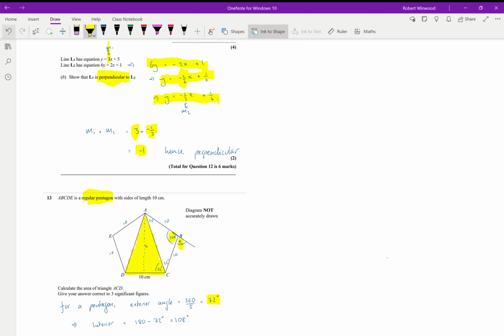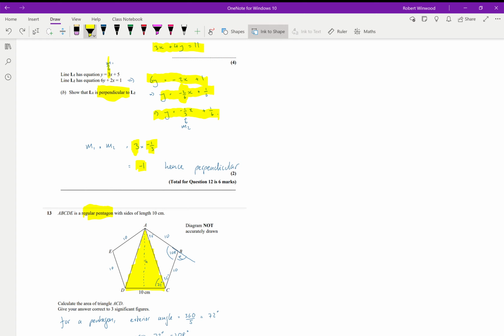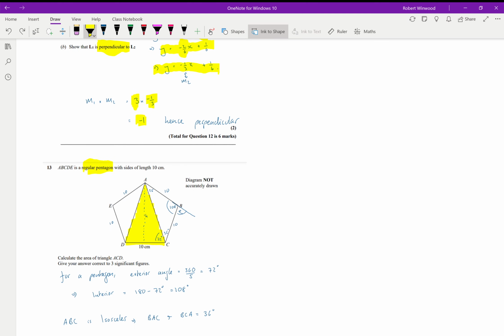And because this is a regular pentagon, I know that every one of these interior angles must add up to 108. The next thing I'm going to notice is that this triangle here has to be isosceles, because the question has told me that the pentagon is regular, so I know the length from A to B must be the same as the length from B to C. So if that triangle is isosceles and I've already used up 108 degrees, that means I must have 36 degrees left over for each of the bases. So that's told me that angle there.